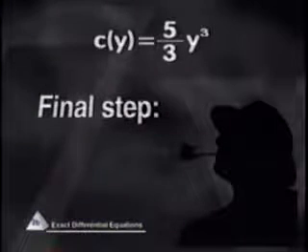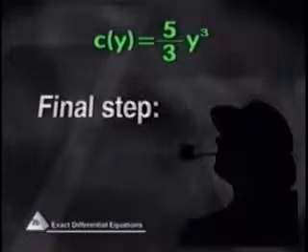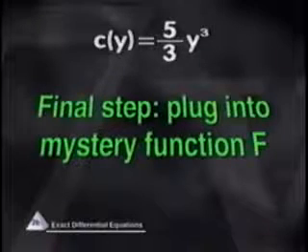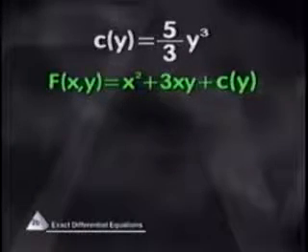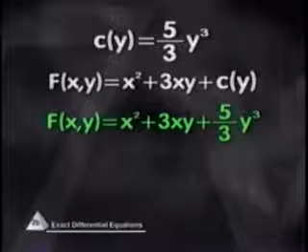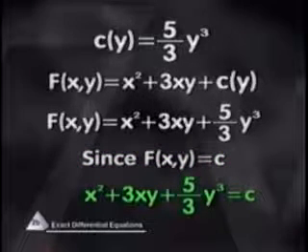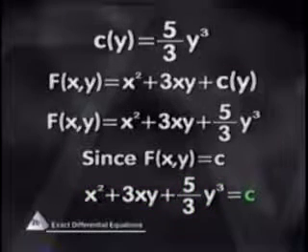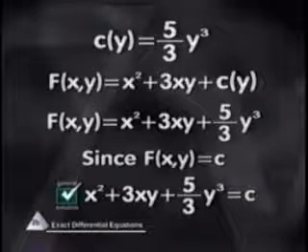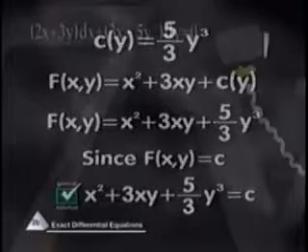Our final step, now that we have c of y, our c function, is to plug it into the mystery function f that we found earlier. Plugging in, we get f of xy equals x squared plus 3xy plus 5/3 y cubed. Since we know that the general solution is given as f of xy equals a constant, we can rewrite this as x squared plus 3xy plus 5/3 y cubed equals c. There's where the constant shows up. And that, my good friends, is the general solution of the differential equation.